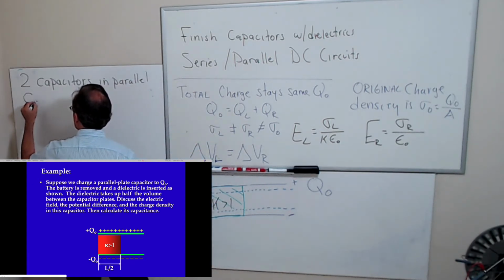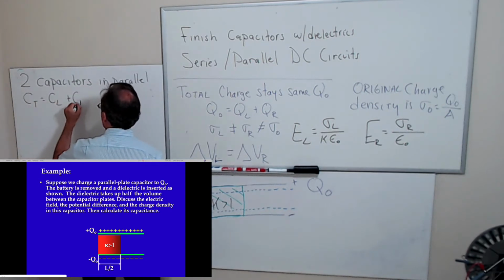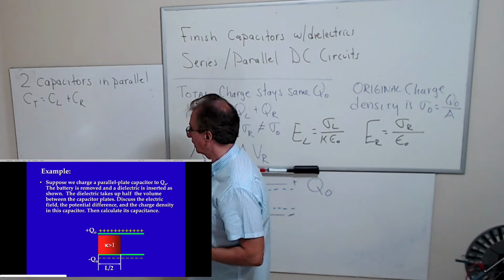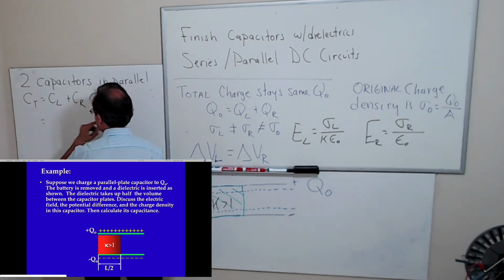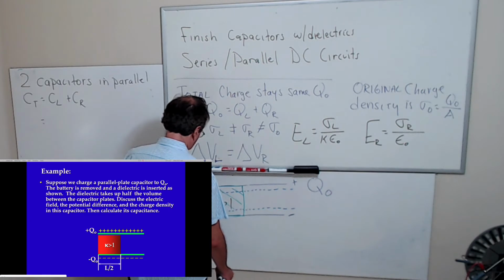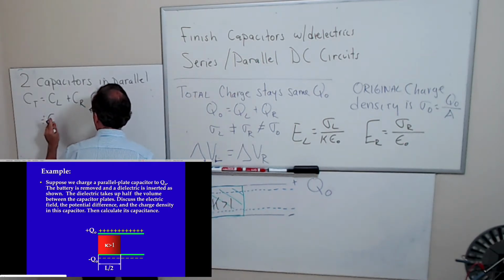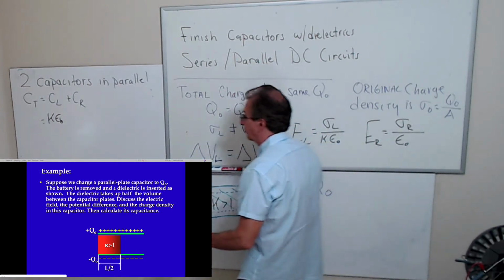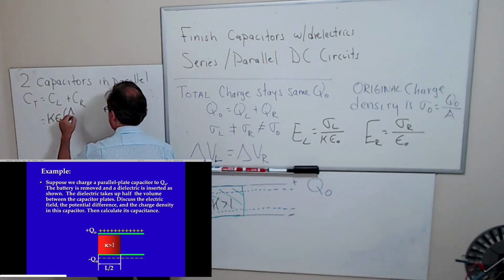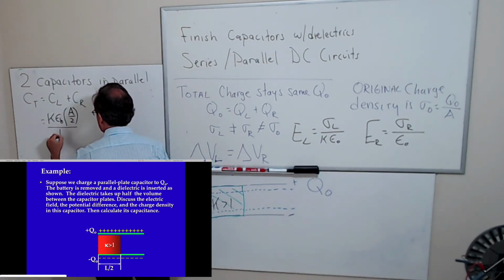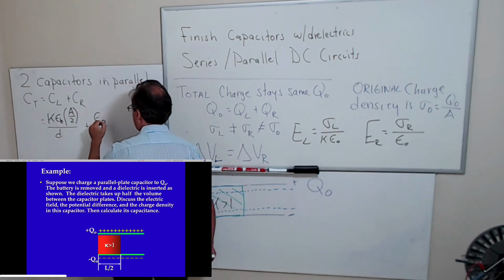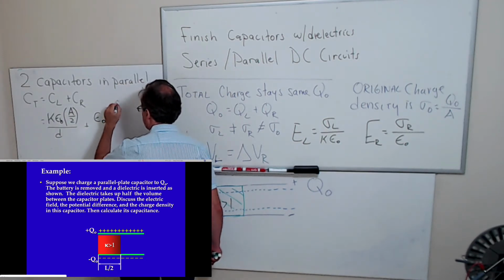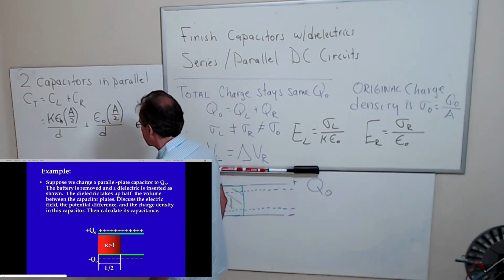Which means that C total is equal to C left plus C right. And so all I've got to do is write an expression for C left and C right. Well, on the left-hand side, I have kappa epsilon naught. And then what's my area? Well, it's half the area of the plate. So if A is the area of a plate, then this is going to be half the area, divided by d. And for the right-hand side, and then I sum them together.